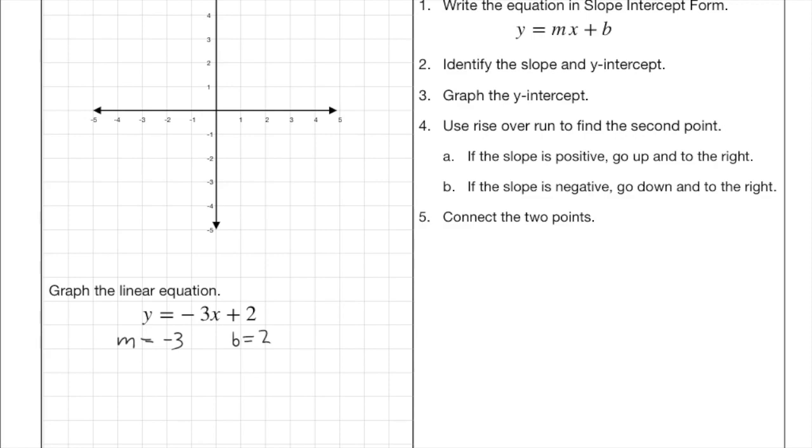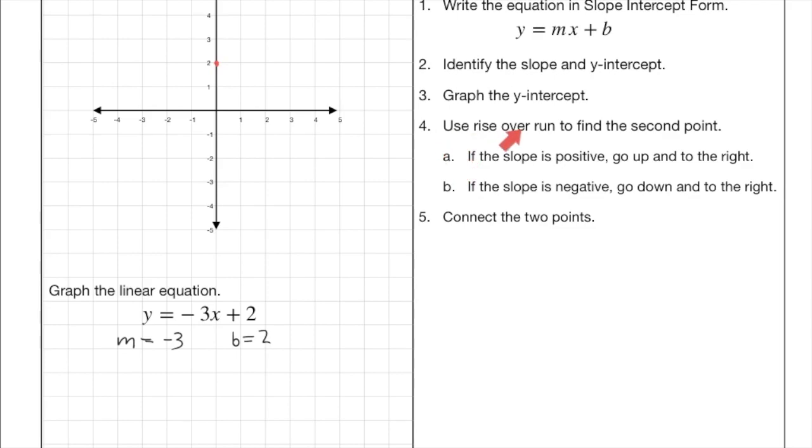Then it says graph the y-intercept. So in this case, it's going to be 2. So we're going to go to +2, and that's where we're going to put our first point, +2.